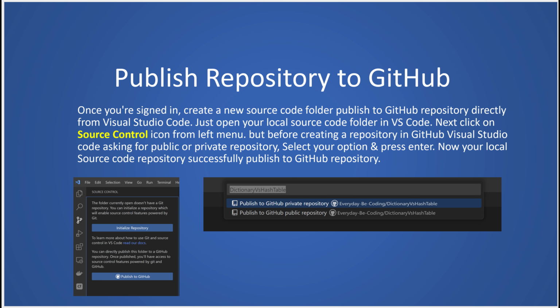Now that we have everything set up, it's time to publish a repository to GitHub. Create a new source code folder and publish it to GitHub directly from Visual Studio Code. Remember to select whether you want your repository to be public or private.